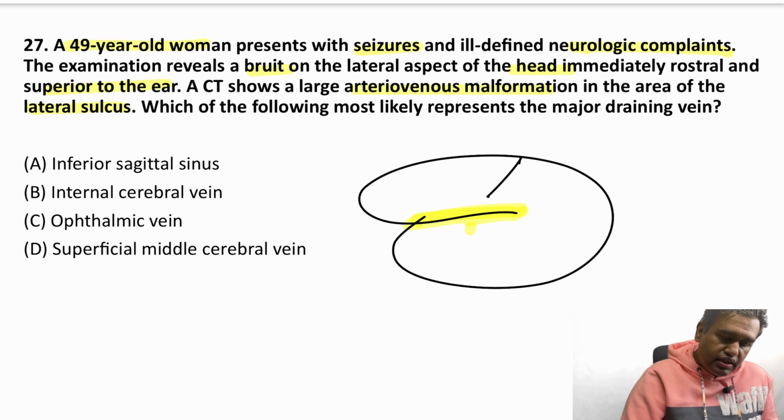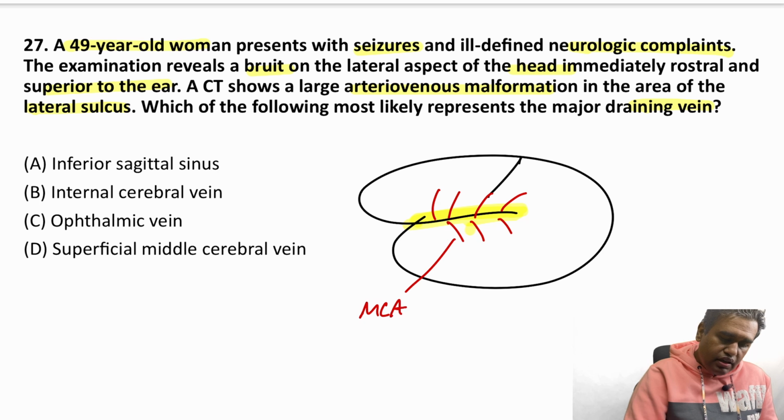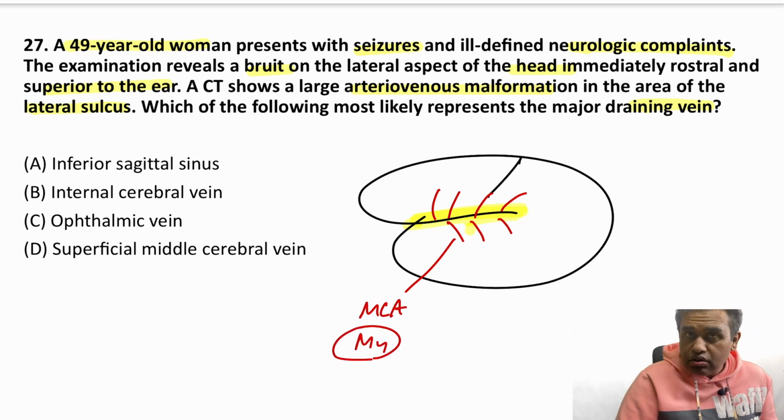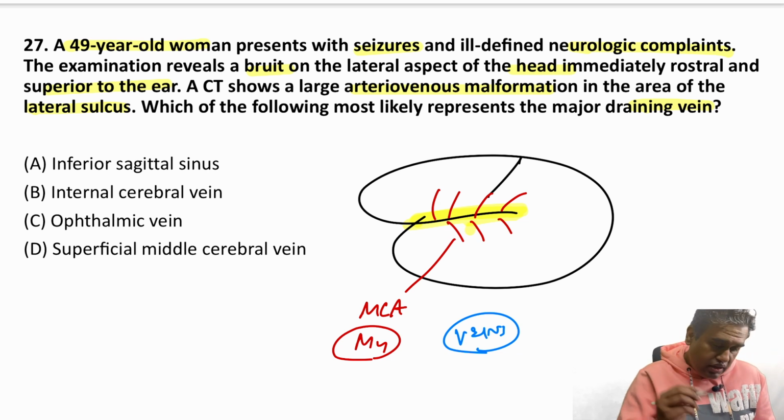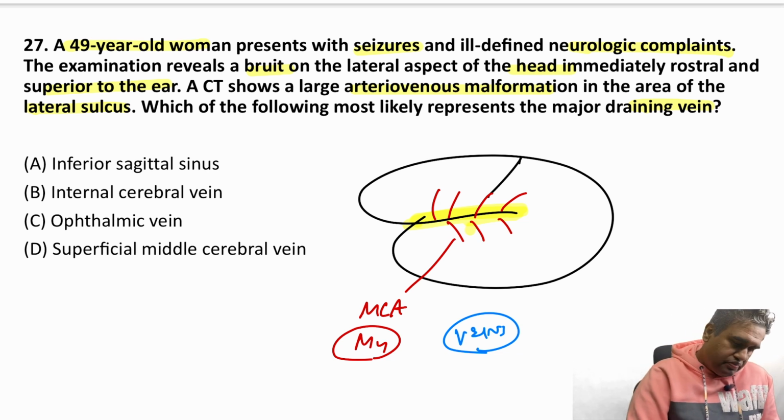Which of the following most likely represents a major draining vein? Now they haven't asked the artery. If they would have asked the artery, we all know that you have this MCA, middle cerebral artery, M4 segment coming out of the lateral sulcus, supplying the lateral part. But no, what they asked, can you name the vein over here? Which veins lie over here? Let us see the options.